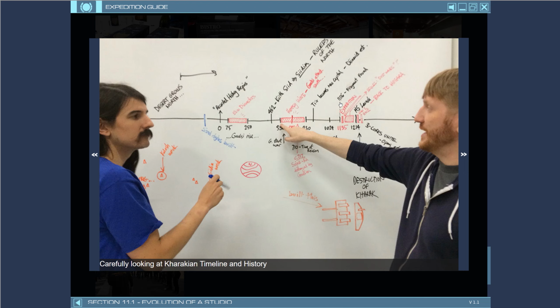1106, the fragment is found, the expedition. So right here, it ties into some of the events of Homeworld and Homeworld 2 up here. 3 cores unite. So you have Homeworld 1 and Homeworld 2, the events right there. Again, this is just development work that the studio did. I don't know if we could really take this as canon, but it seems more or less pretty accurate to what we have. So, that was the big, long multi-video of all the backstory, the expedition guide of Kharak and Deserts of Kharak.